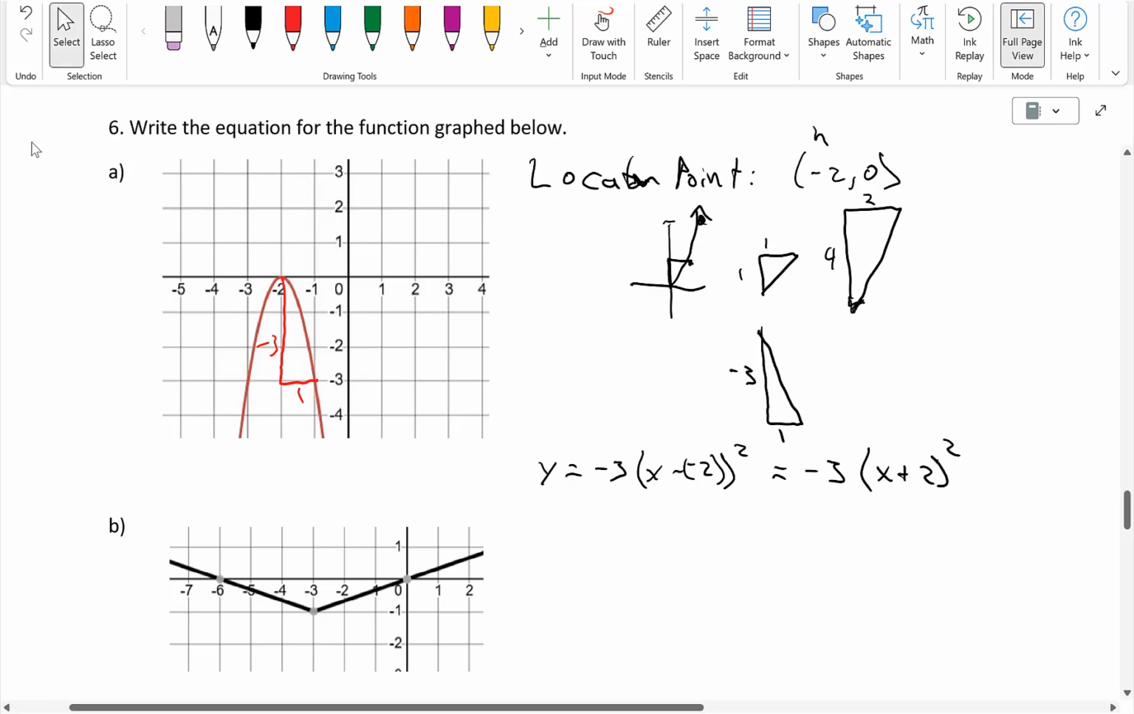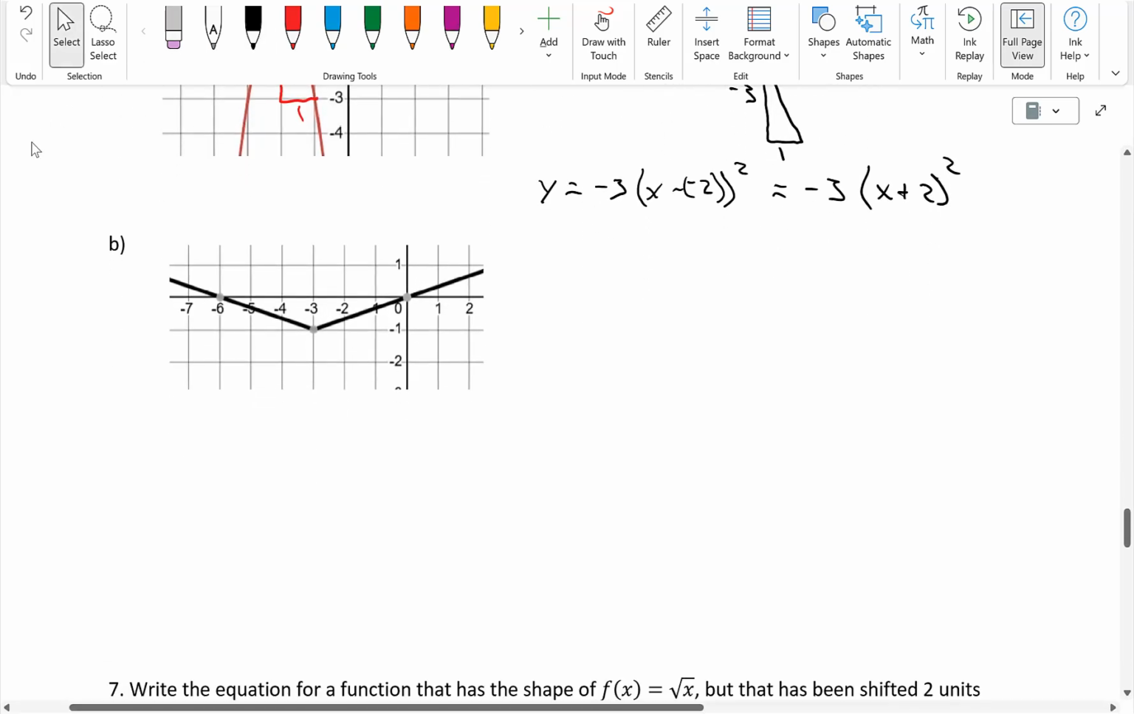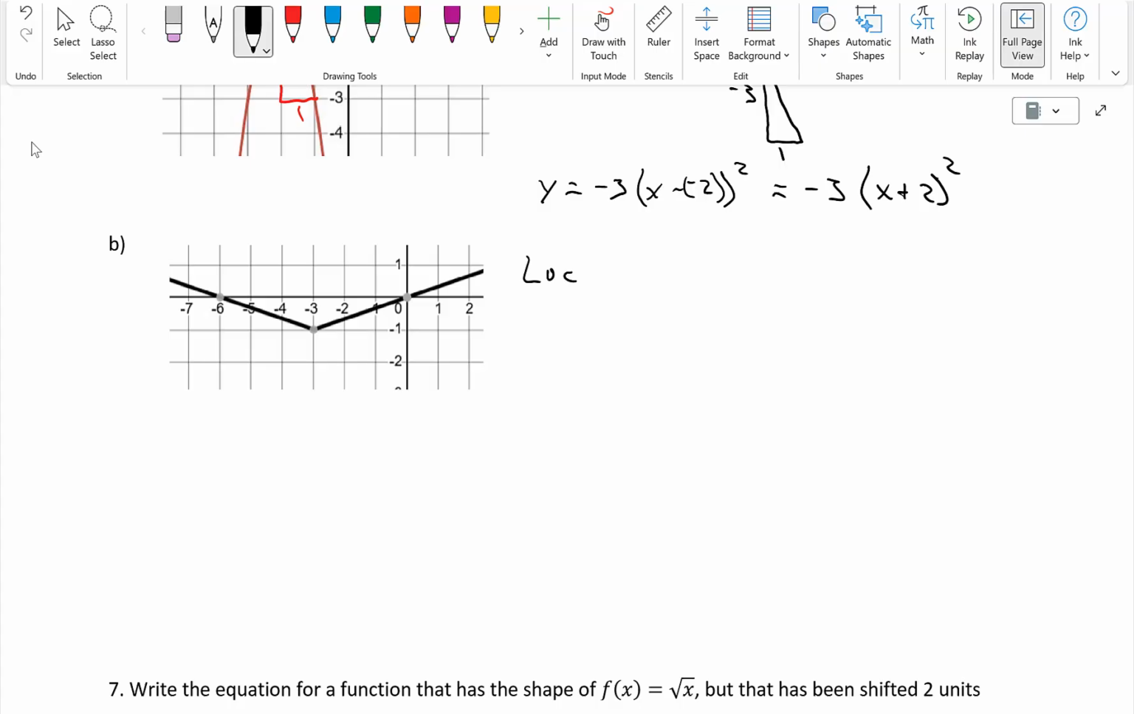For b, we've got an absolute value function. Our locator point for that one would have been 0, 0 originally. We can see now it's at negative 3, negative 1, so we've shifted left and down. For the factor, we can look at the slope triangle again. We would have been 1, 1 on the original function. Here we can see we're going up 1 over 3.